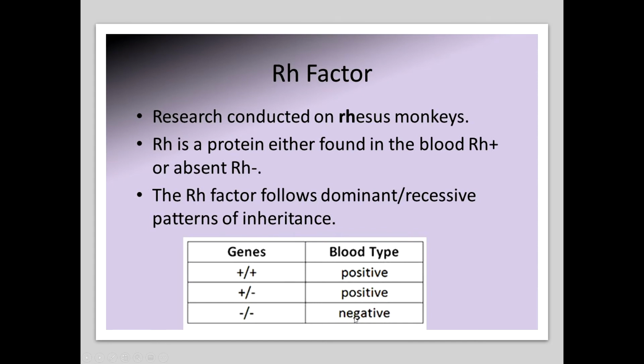If you are negative, I know your genotype has to be only negative from each parent because, again, that's recessive. So just like all recessive traits, it has to be homozygous to be recessive. That's all you can have.